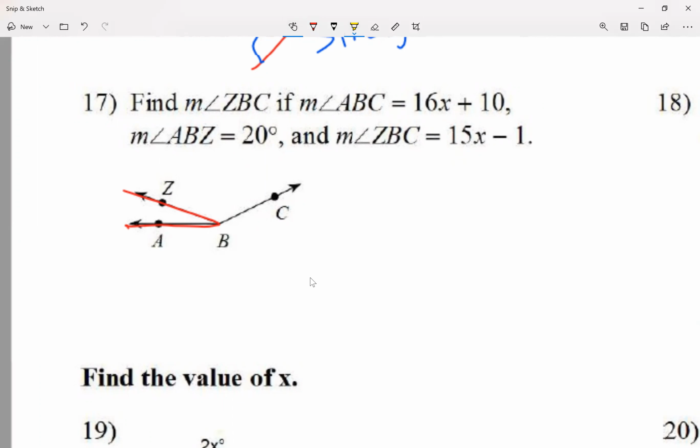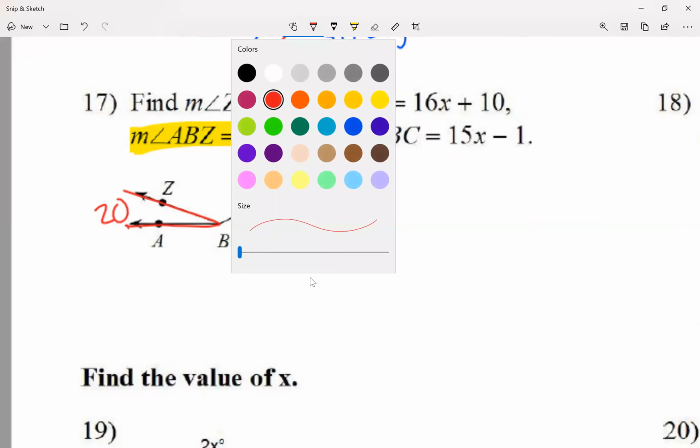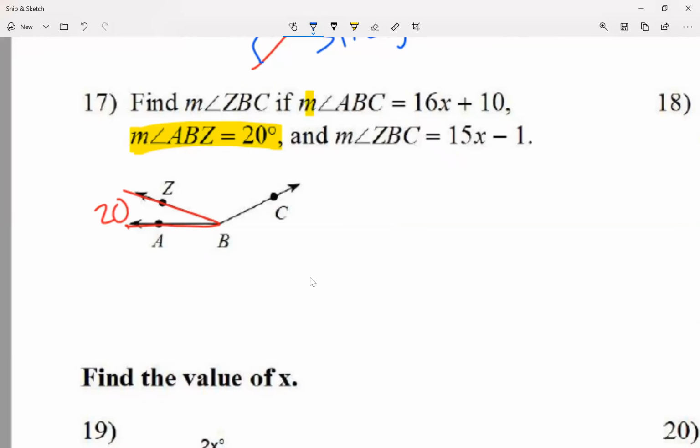And I can see ABZ is right here. I know that angle is 20 degrees. So I'm going to say this angle is 20 degrees based on the information there. Right, I can call it ABZ or ZBA. And then there's another angle, ZBC or CBZ. This angle, I can tell the measurement is 15x minus 1.